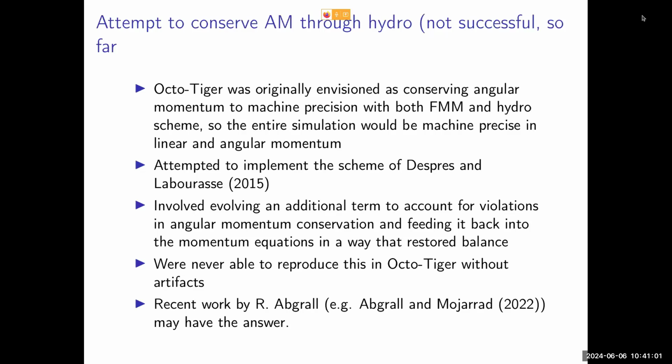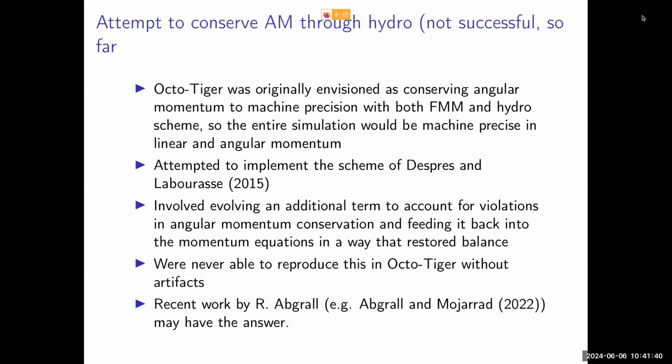We played around with this method where they basically track the angular momentum conservation violation per cell locally, and then feed that back into the rest of the hydro equations in a way that causes it to balance out, and the actual violation is minimal, summing up the corrections within the cells to 0.